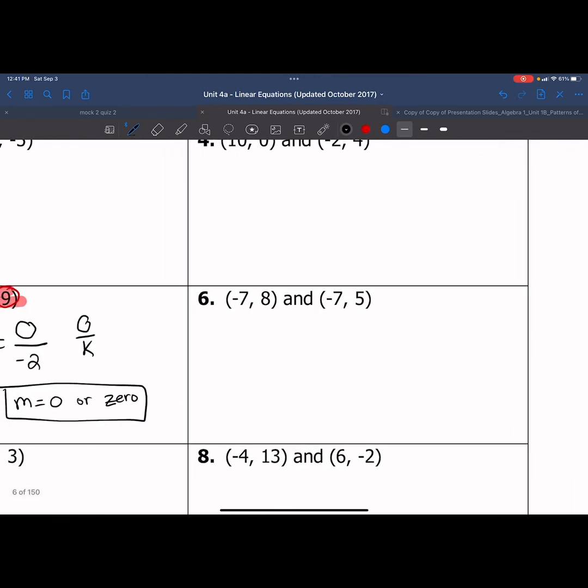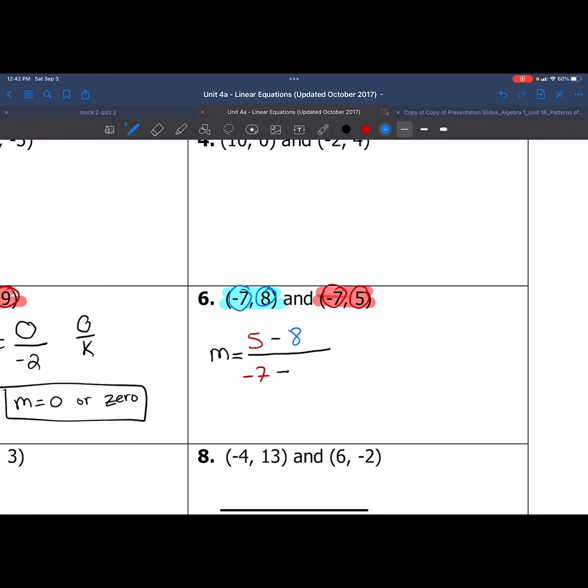Here's our next example here. We're going to do the same process. We're going to highlight our first point here. Let's highlight our second point here. And let's do the math. We have m equals, and we go over. y2 is 5 minus my y1, which is 8, over my x2, which is -7, minus my x1, which is -7.